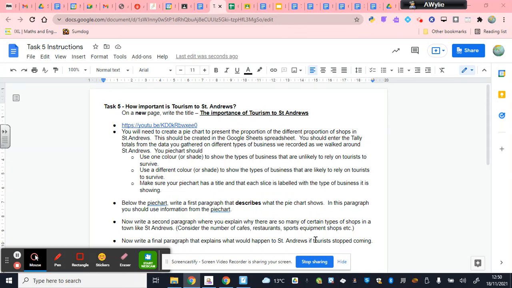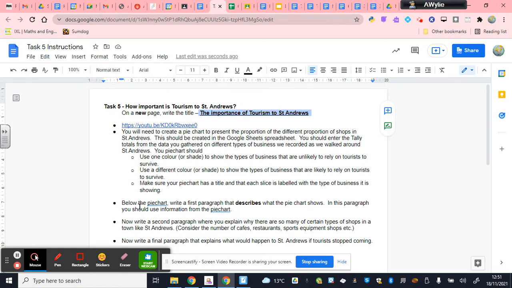Okay, in this tutorial, we are going to consider the last three bullet points that go with task 5. You should have already completed your pie chart, and that should now be stuck in your jotter below this heading. Now you're going to consider, what does this information show?